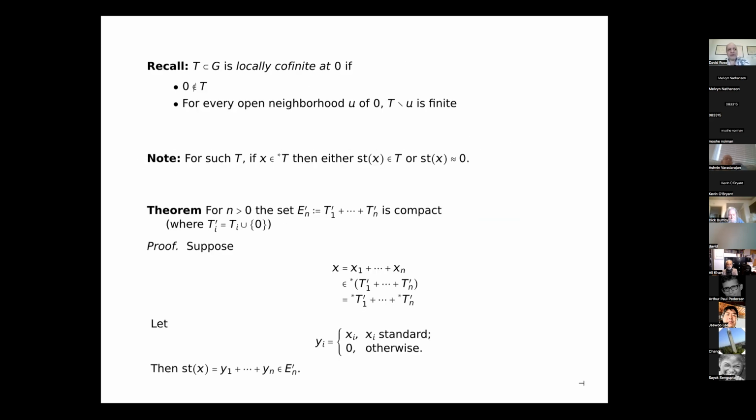Okay, so let's recall that T is locally. First, maybe I should get a watch or a clock or something here.